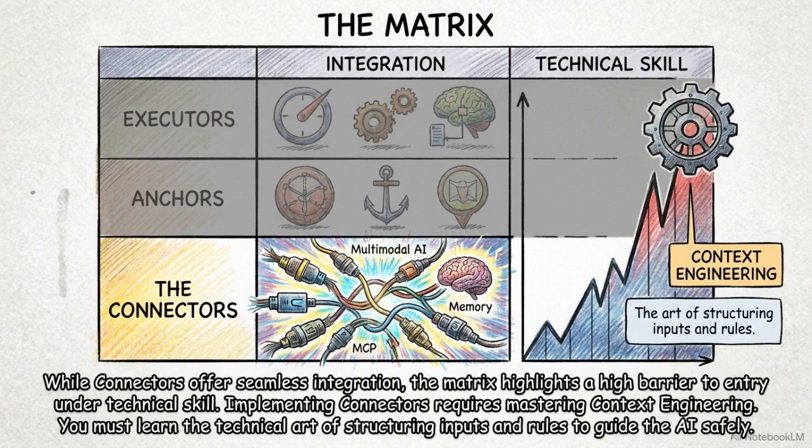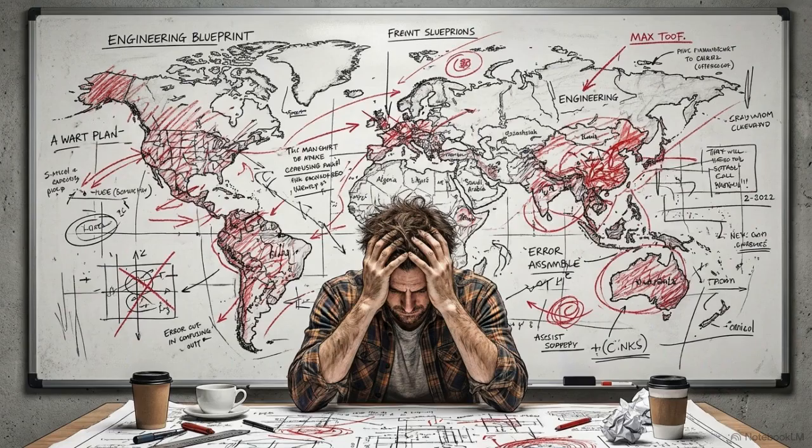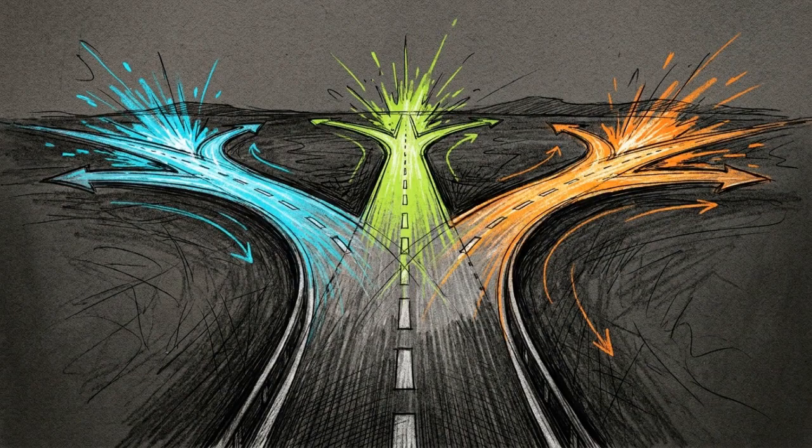Implementing connectors requires mastering context engineering. You must learn the technical art of structuring inputs and rules to guide the AI safely. Connectors turn AI into embedded infrastructure, but users will face significant frustration if they attempt to implement them without first mastering prompt architecture. Navigating the year 2026 is about adopting the specific lane that matches your constraints and goals.